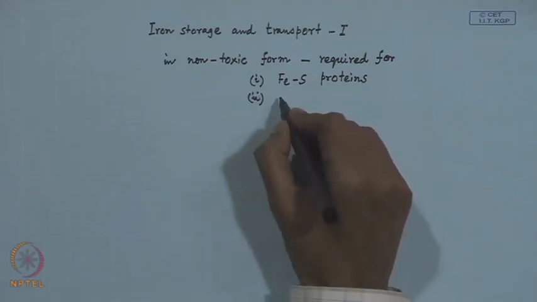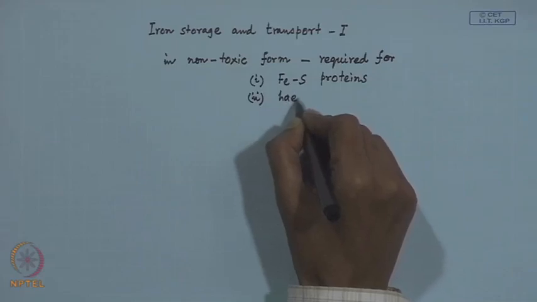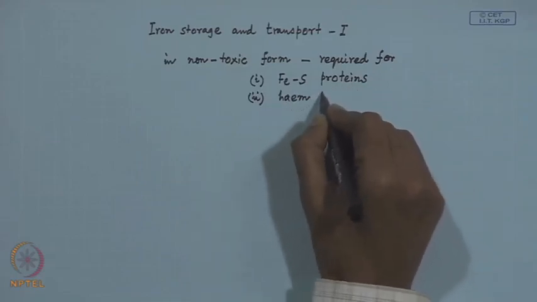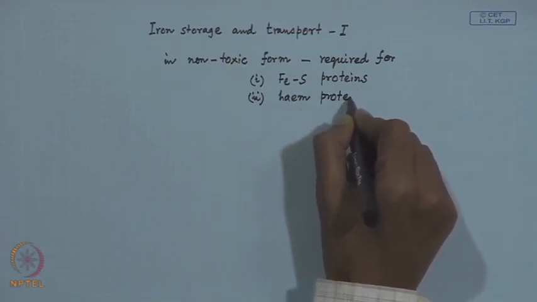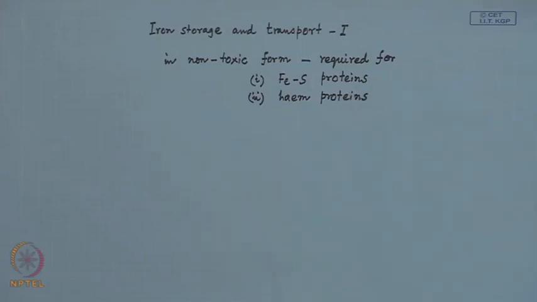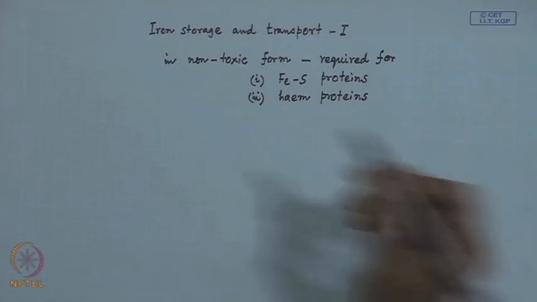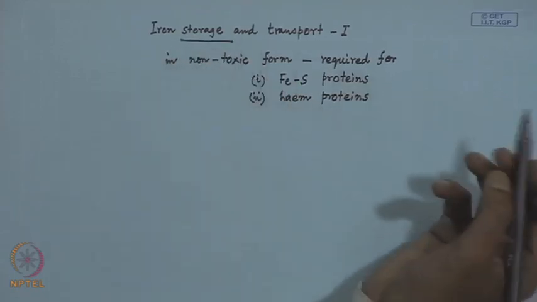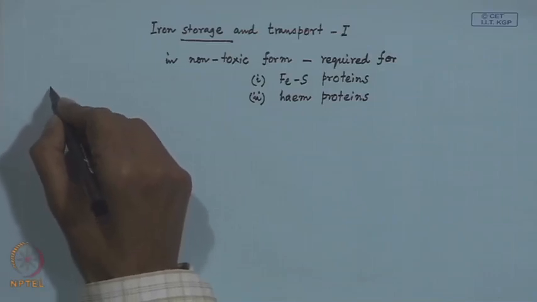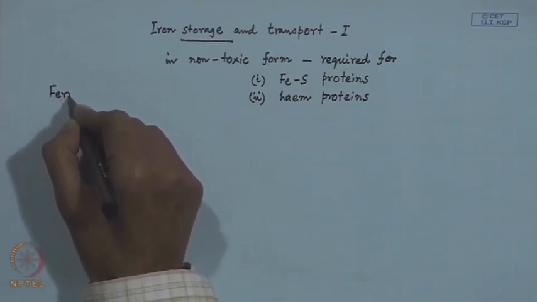Also we can utilize it for the synthesis of different heme proteins such as myoglobin, hemoglobin, cytochrome c and all these things. So, in all these molecules where we need iron for the synthesis of a particular iron containing biomolecule, we want to store this iron first.